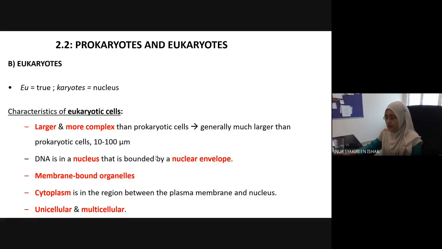So they are larger and much more complex. Why complex? They have membrane-bound organelles. They have many functions compared to the prokaryotic cells. They are generally much larger than the prokaryotic cells. This is the size of eukaryotic cells, ranging from 10 to 100 micrometers, and the DNA is within the nucleus.